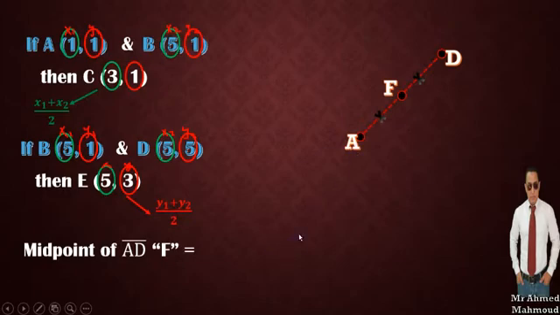x1 plus x2 over 2, y1 plus y2 over 2, like this. And this is the rule you are going to study. This is the coordinates of the midpoint. By evaluating this one, 1 plus 5 over 2 equals 3, 1 plus 5 over 2 equals 3. Then the coordinates of F equal (3, 3).